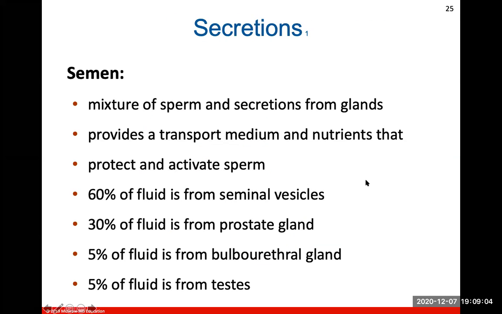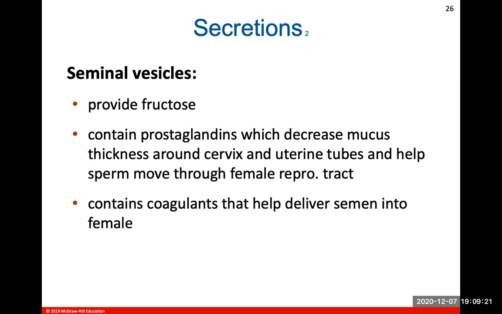Semen then is the mixture of sperm and secretions from glands. It provides a transport medium and nutrients that will protect and activate sperm. 60% of the fluid is from the seminal vesicles, 30% of the fluid is from the prostate gland, and 5% of the fluid is from your bulbourethral gland and from the testes.